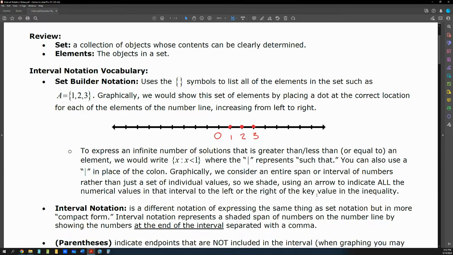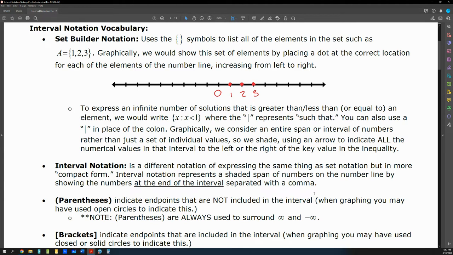If we want to express an infinite number of solutions or an infinitely sized set, then we can use our inequalities, greater than or less than, greater than or equal to, or less than or equal to, as an element. We would write this using our curly brackets, the set of x, the real numbers x, such that x is less than 1. So that colon, that you can also write as a vertical line, represents such that. So we're saying a condition for x for which the set or solution is true.